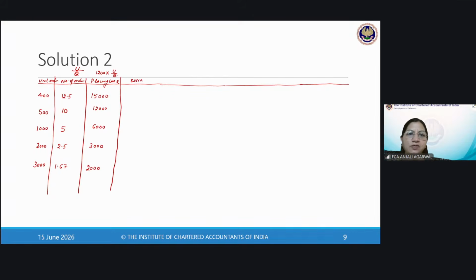What would be the storage costs? Like I said, storage cost can be calculated in two ways. 400 is the number of units you are ordering. 1400 is your investment. Divide by 2 is your average investment. And 20% of that is your storage cost. So this will come out to be 280 into 200, 56,000 rupees.